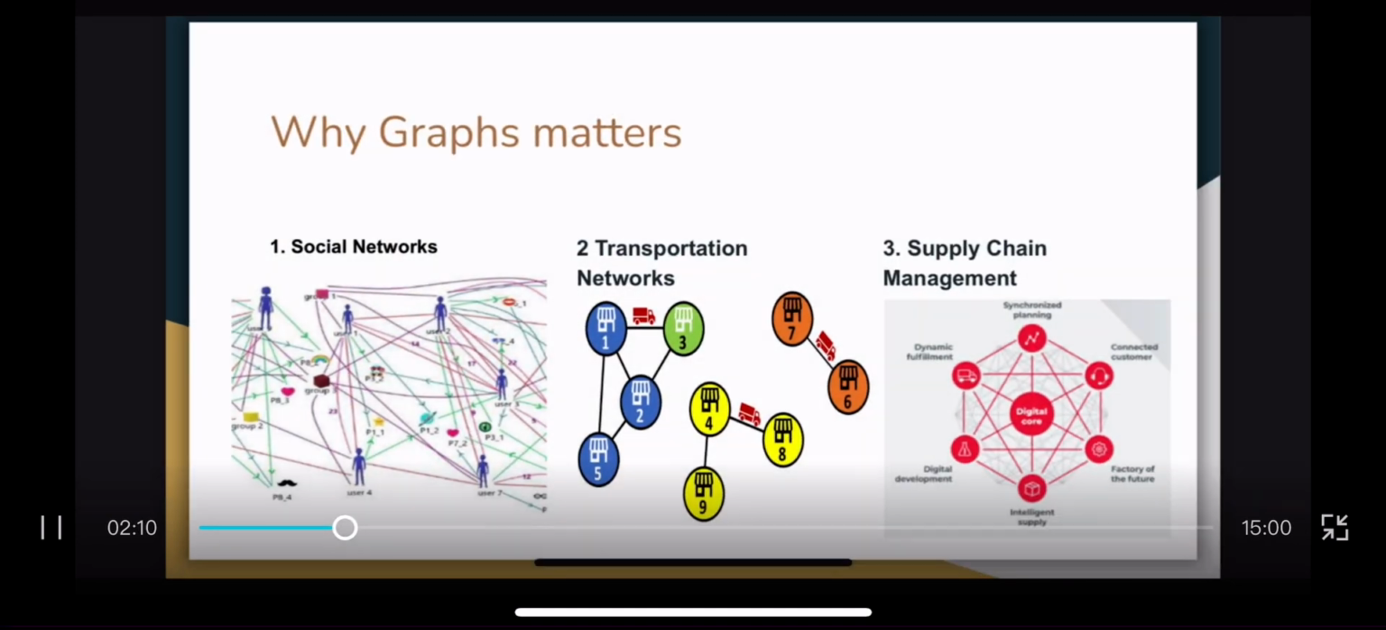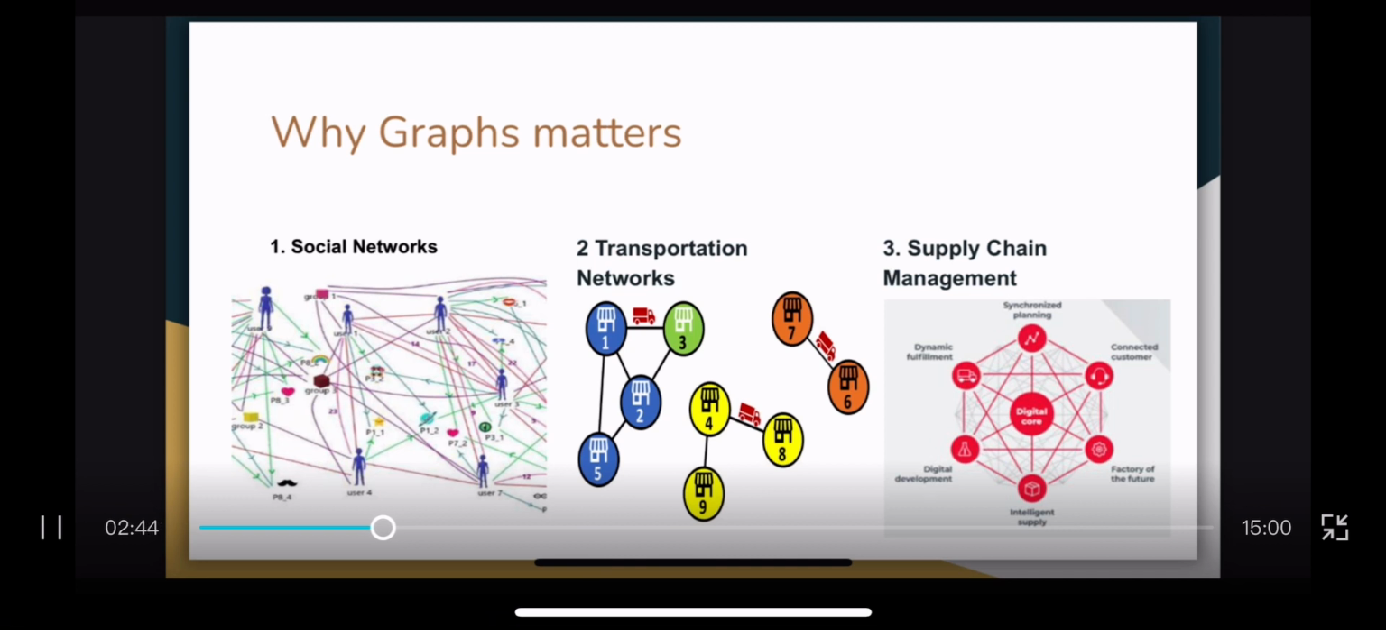Now, why should we care about this? Well, graphs are pretty much everywhere. For example, in social networks. Social media platforms like Instagram and LinkedIn are basically giant graphs. The logic behind this is that the users are nodes and the connections between them are edges. Second, transportation networks. Have you ever wondered how GPS finds the fastest route? It's all thanks to graph theory. Cities or intersections are nodes, and the roads are the edges.